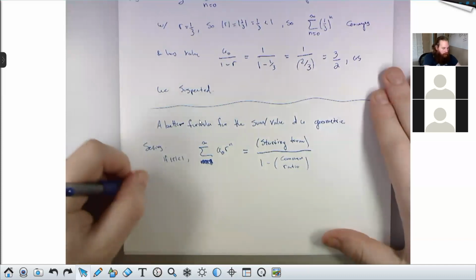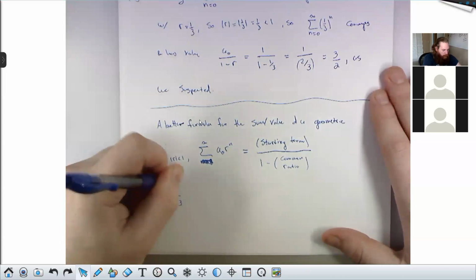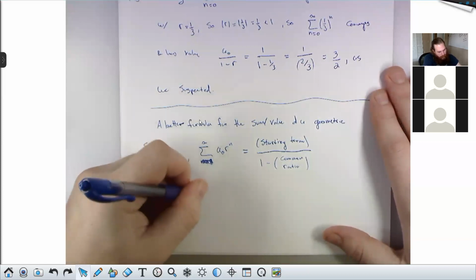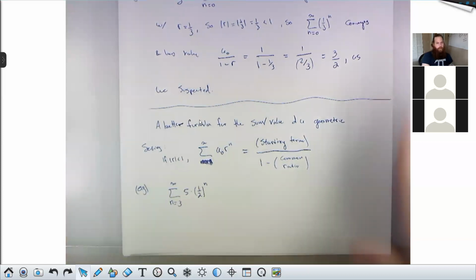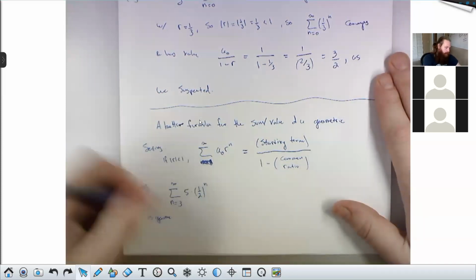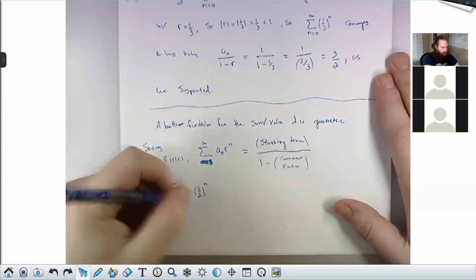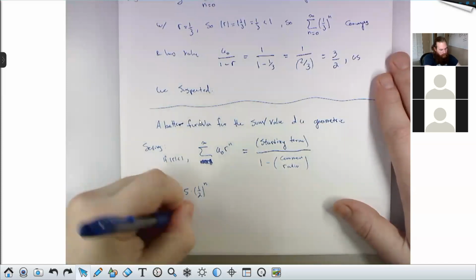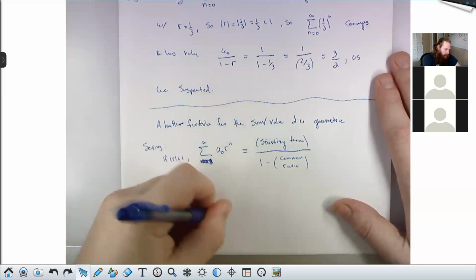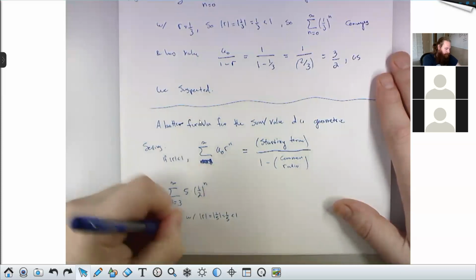So for example, sigma n from 3 to infinity, 5 times 1/2 to the n. This is geometric because 5 times 1/2 to the n is a geometric sequence. So this series is a geometric series. And here the absolute value of r is the absolute value of 1/5, which is 1/5, which is less than 1. So the series converges.